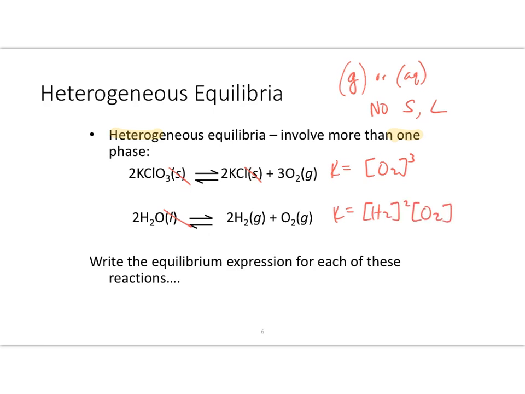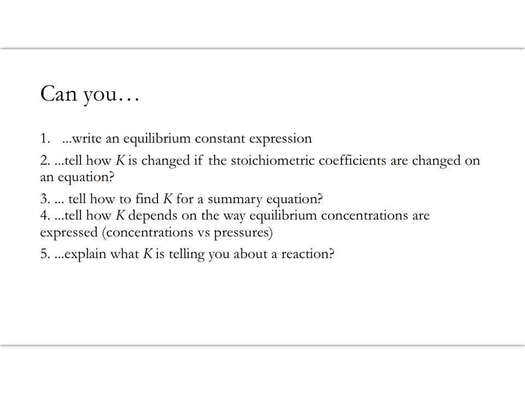If there were no gas or aqueous products and they were only on the reactant side, you would put a 1 on top for your numerator, and all of your reactants would go on the bottom. So in summary, by this point you should easily be able to write an equilibrium constant expression, either using a Kc or a Kp depending on what it tells you to do.